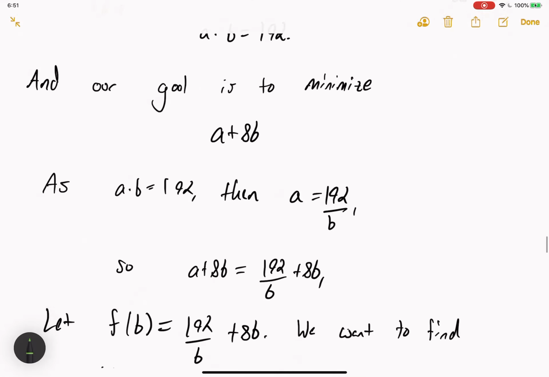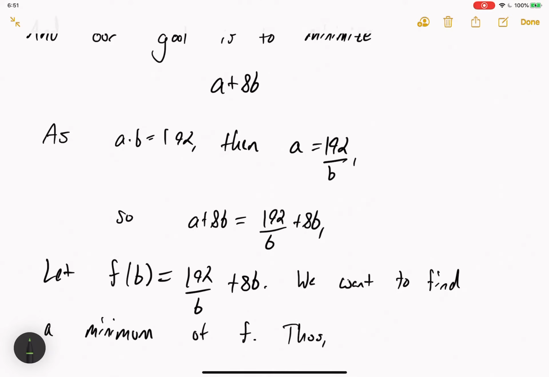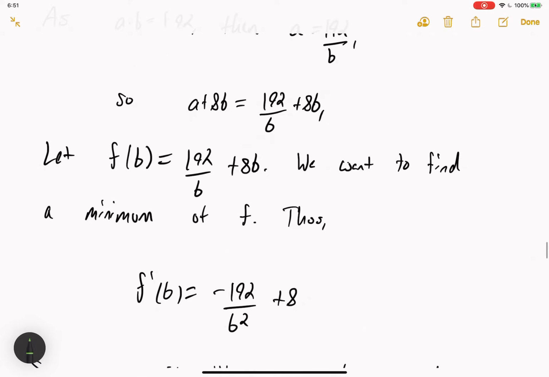So we can take the fact that their product is 192 and solve for A. It doesn't really matter which one we solve for. So we get A is equal to 192 divided by B. Then we get 192 over B plus 8B. That's a new expression in terms of just B. So we let f of B equal 192 divided by B plus 8B.